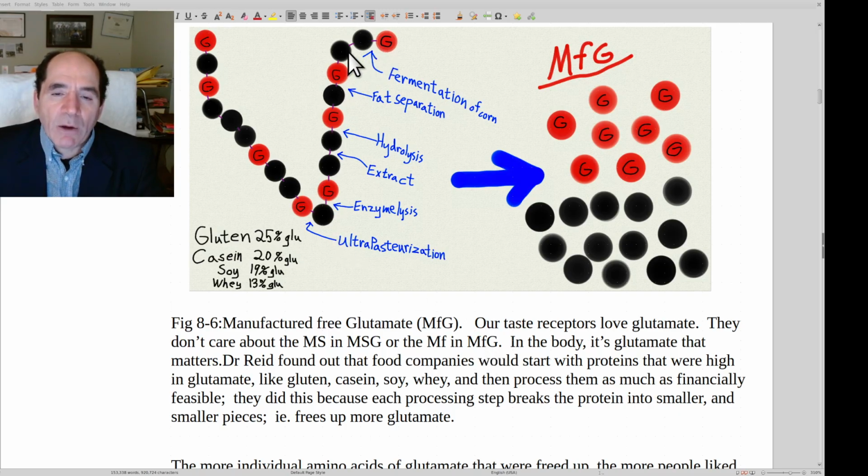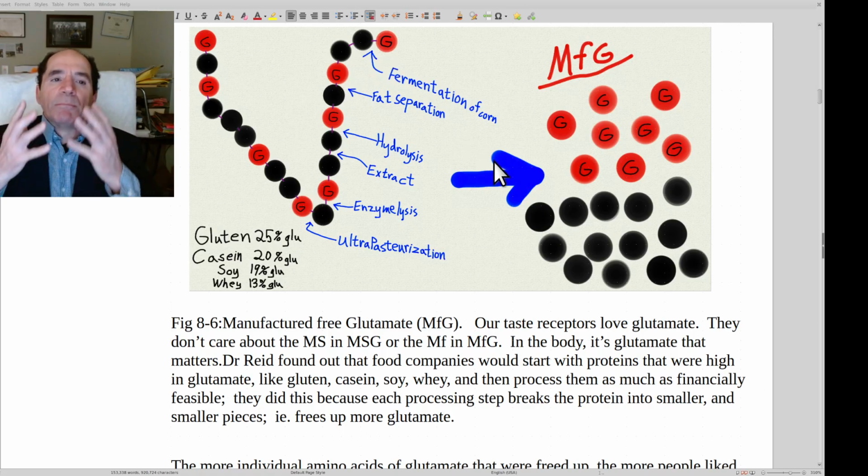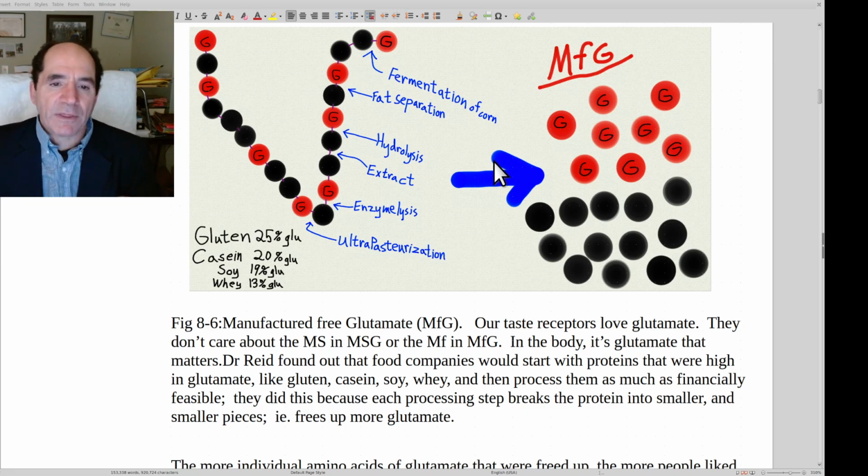It just means you start out with a protein, and then you break up these peptide bonds. And when you do that, you free up the individual glutamate amino acids. And the more of them you free up, the more the person gets a bolus of glutamate in their mouth. And it's the glutamate that matters. The MSG doesn't matter. It's the glutamate that matters, because that's what activates those umami receptors.